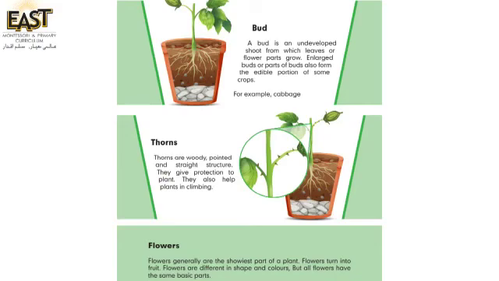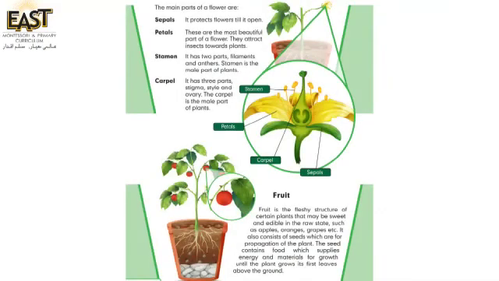And on page number 13 you will learn about the four parts of a flower: sepals, petals, stamen and carpel. These are the four parts of a flower. So this is very important. This information is very important. So you will draw a flower and you will read about the different parts of the flower.